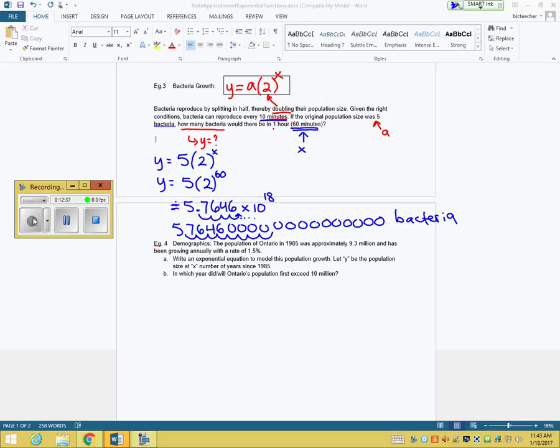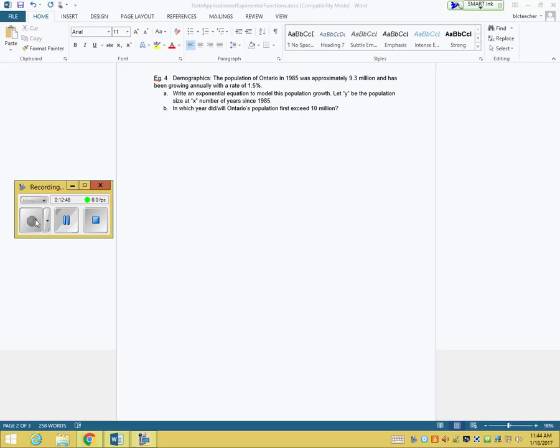Okay, example 4 has to do with population growth, not of bacteria this time, but of people. So I'm going to pause the video and just scroll down for a second. Okay, so for demographics, the population of Ontario in 1985 was approximately 9.3 million. It's been growing annually at a rate of 1.5%. So if you have a growth rate of 1.5%, we can put that into our equation.